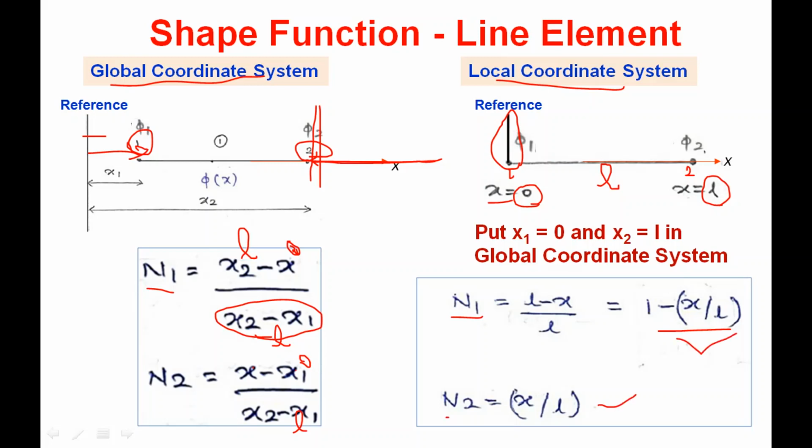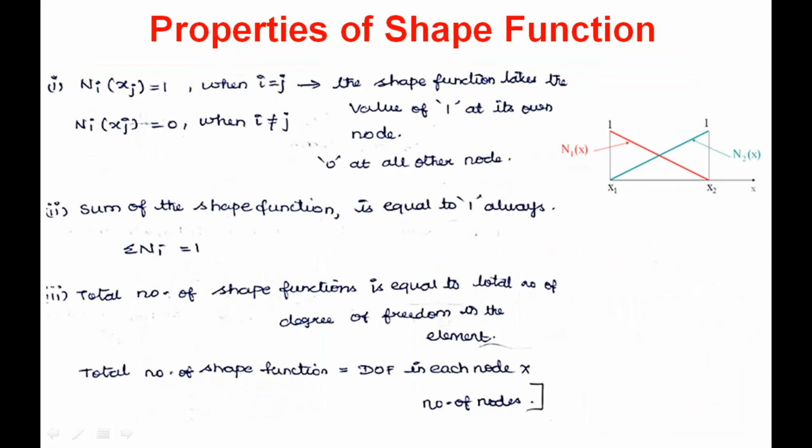Now this shape function is the common shape function for all the elements present in the finite element mesh. This is the advantage of local coordinate system. Most of these software also use the local coordinate system only, so we can easily assemble all the element matrices if we use the local coordinate system to define the shape function. So hereafter we are going to use only this shape function in terms of local coordinate system. So n1 is 1 minus x by L, n2 is x by L.